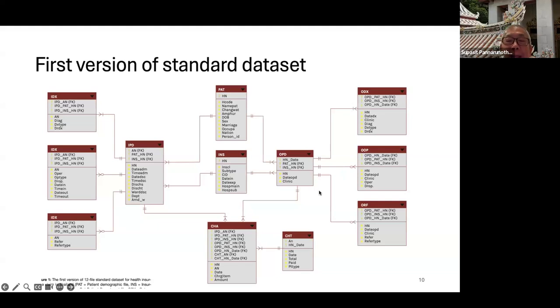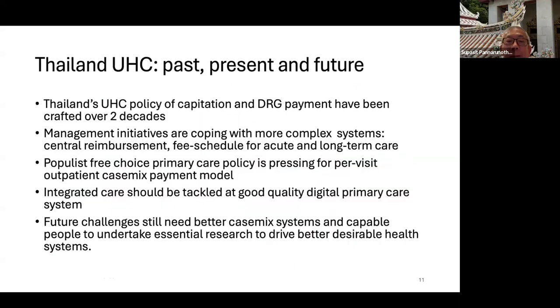And having presented to you the new innovations like the episode-based payment bundle, complemented with the fee for service, complemented with the bonus payment, pay for performance. So lots of information that this first version cannot cope with.